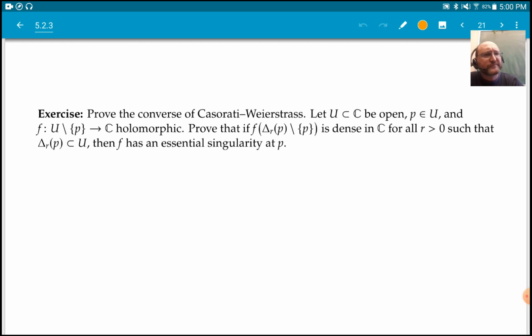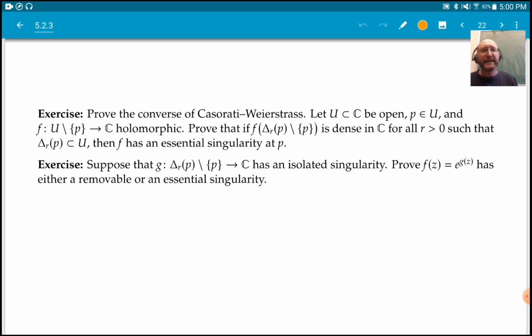All right, now a couple of exercises. The first one is: prove the converse of Casorati-Weierstrass. That's kind of a trivial thing, but actually it's an if and only if. The one that we stated is the more useful idea, but it goes the other way as well, right? If you have a function such that the image of every punctured neighborhood of an isolated singularity is dense in C, then it has to be an essential singularity.